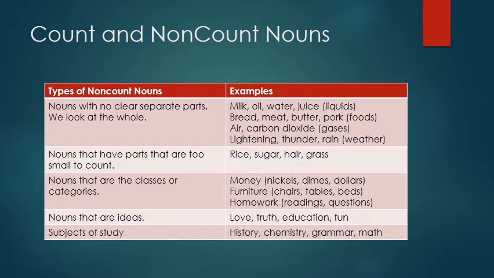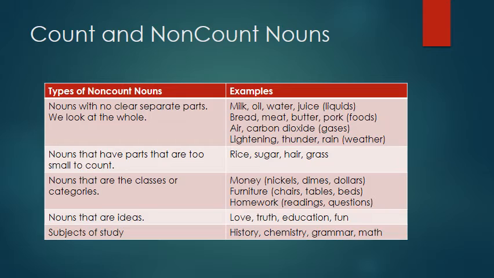Okay? The next group is nouns that have pieces, but the pieces are too small to count. So if we talk about rice, we could divide up rice into little grains, okay? But those pieces are so small. Same with sugar, same with hair, same with grass, okay? These are too small to count.